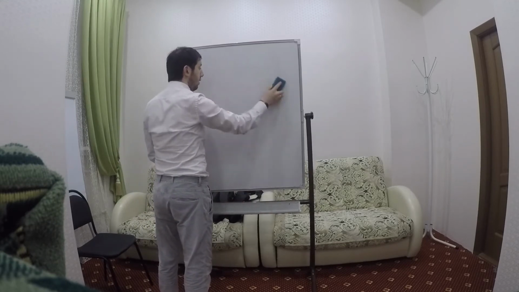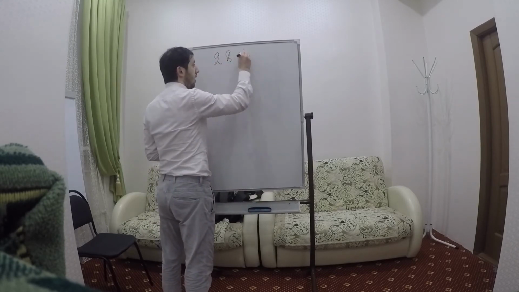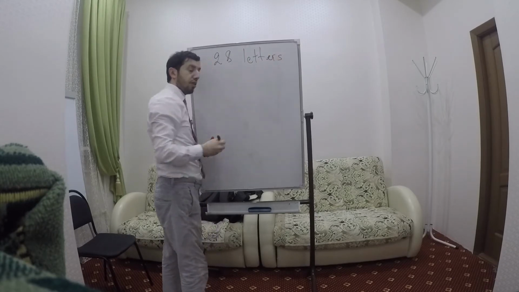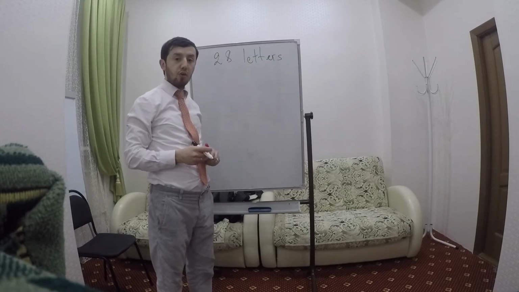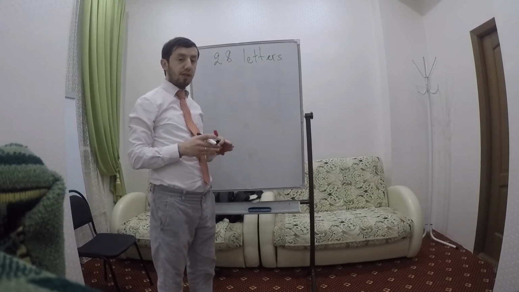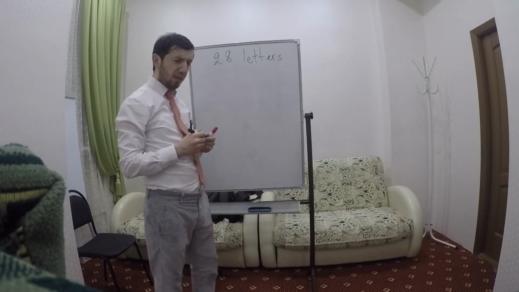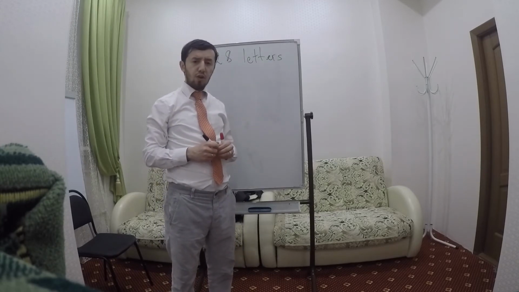So there are 28 letters in the Arabic alphabet. 28 letters. The interesting thing is that all these 28 letters are consonants. So there is no vowel letter in the Arabic alphabet. Maybe it's very strange for you.